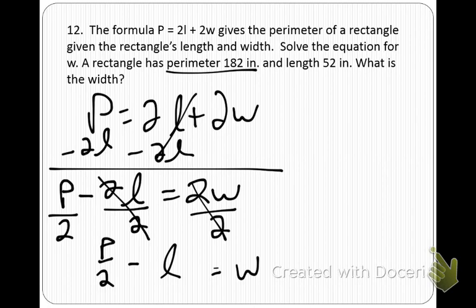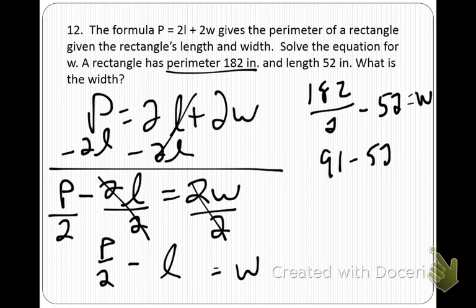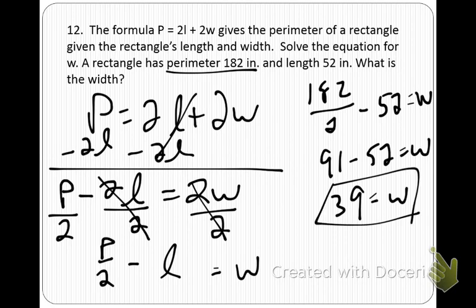So yeah, we're going to plug in, the perimeter is 182 inches. That's going to be your P. The length is 52 inches. And that's going to help you find W. Half of 182 is 91. Subtract those out. And the width is 38. What? Not 38. 30. Sorry, 39. Sorry. Yeah, you should end up getting the same thing. Okay? So the width is 39. Questions?